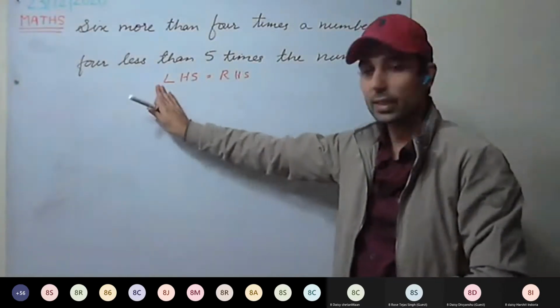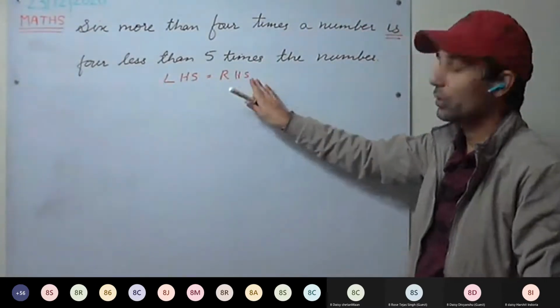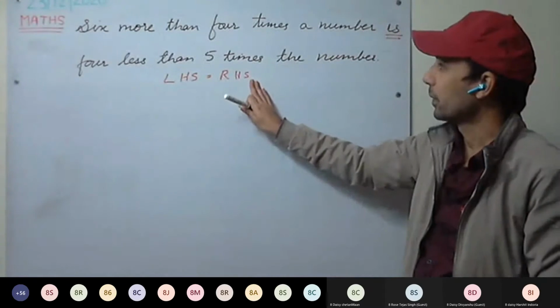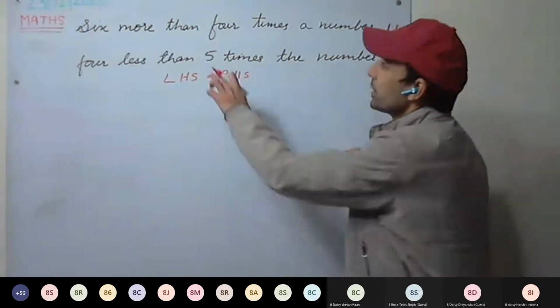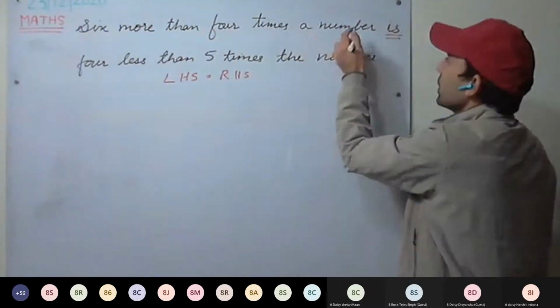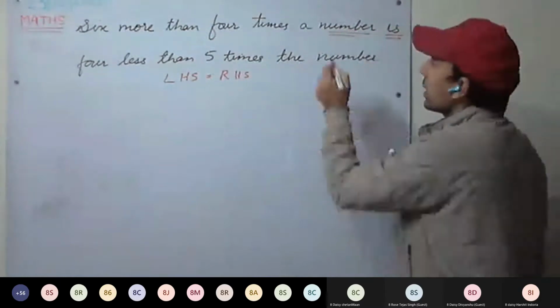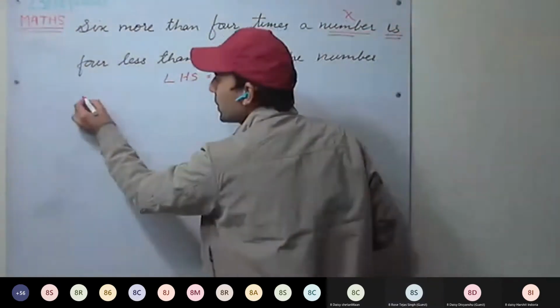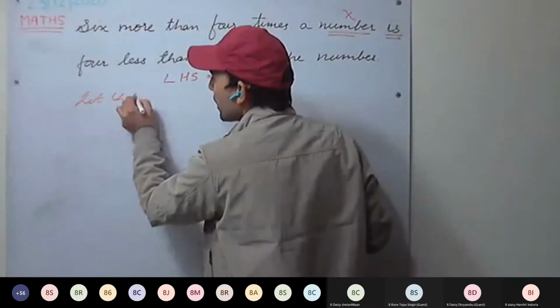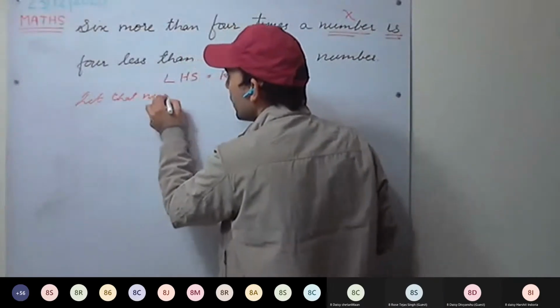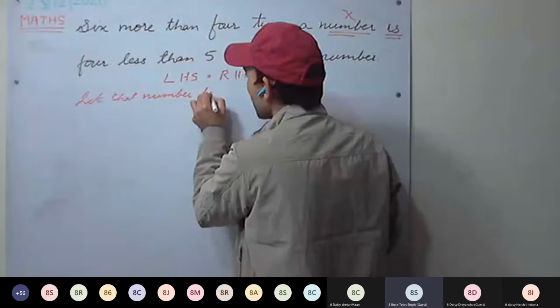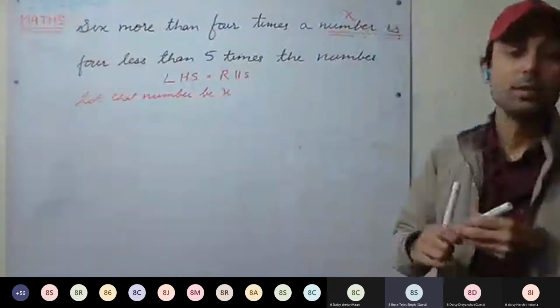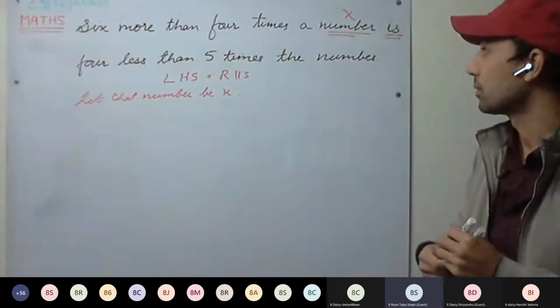Now we have to figure out what will come in left hand side and what is going to be on right hand side. Okay. So now see your first one. 6 more than 4 times a number. So we are having a number. Let that number be x. So first assumption, let that number be x. Sir, how is left hand side equal to right hand side?